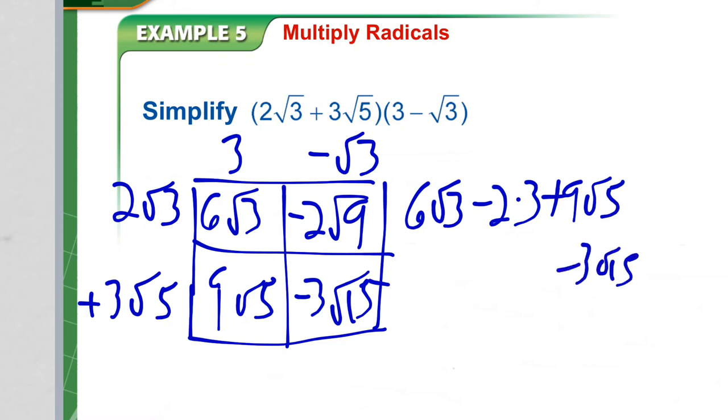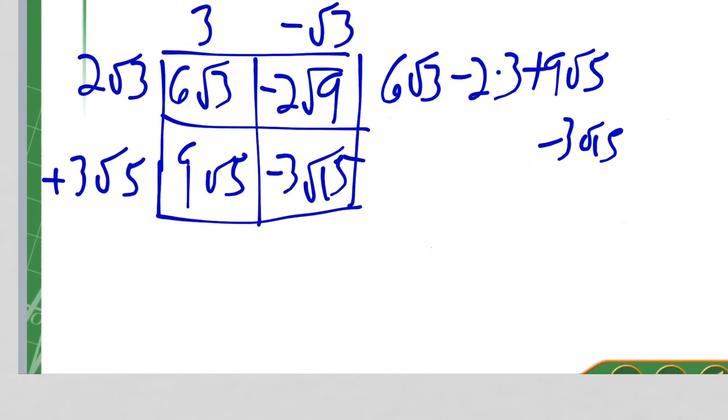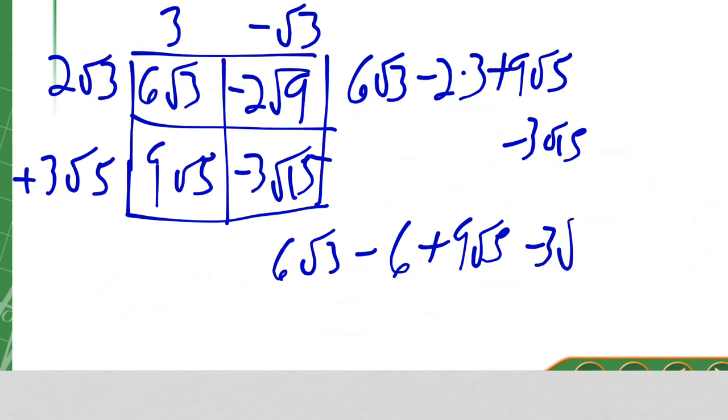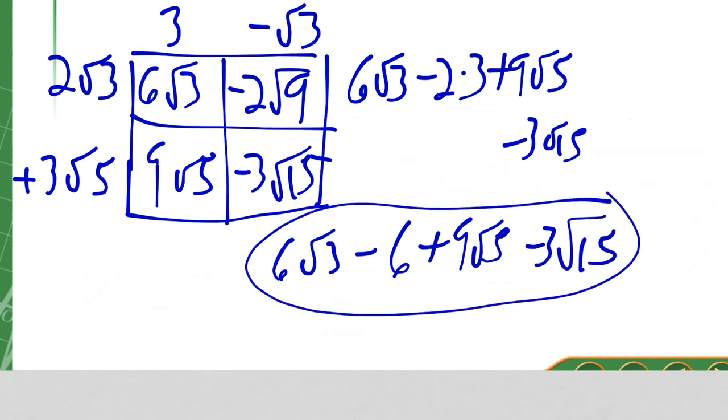So to finish simplifying, it now becomes 6 square root of 3 minus 6 plus 9 square root of 5 minus 3 square root of 15. And then that long thing is your answer.